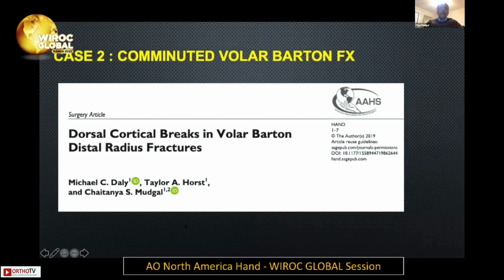Case 2 highlights the fact that we have to go away from the concept that volar Barton fractures are single fragmentary. They are multi-fragmentary in my book, unless proven otherwise, and this paper highlights that concept.